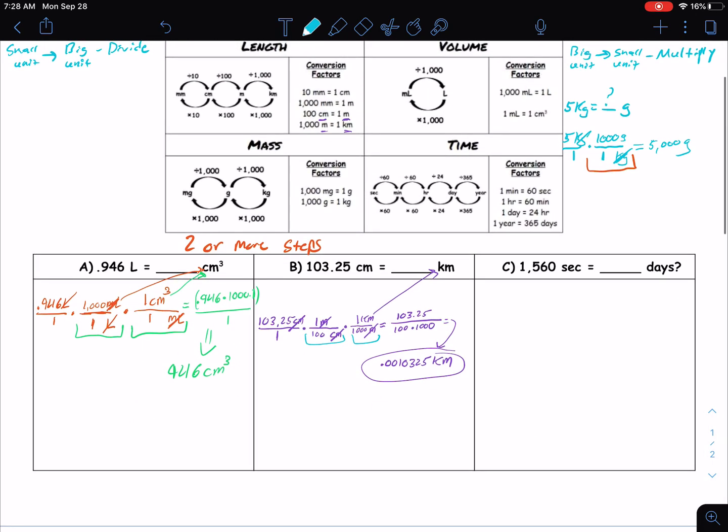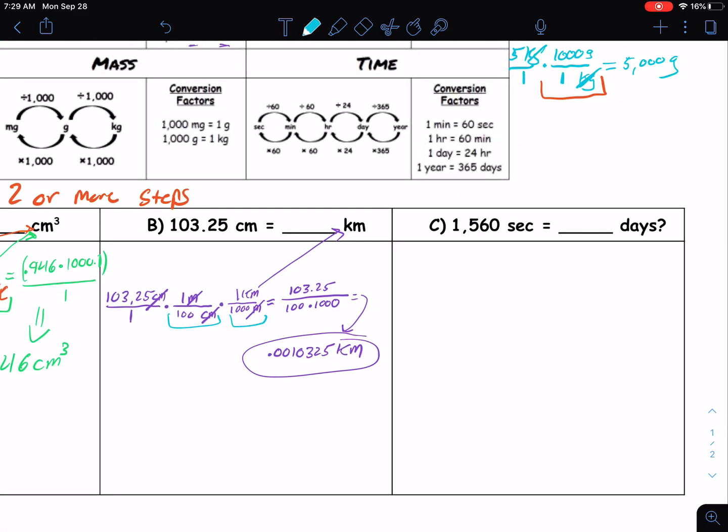Let's work on the last one we have here for this notes section. Again, we're going to go to C here. I want you to try to solve this one on your own, see if you can figure it out before we go through it.